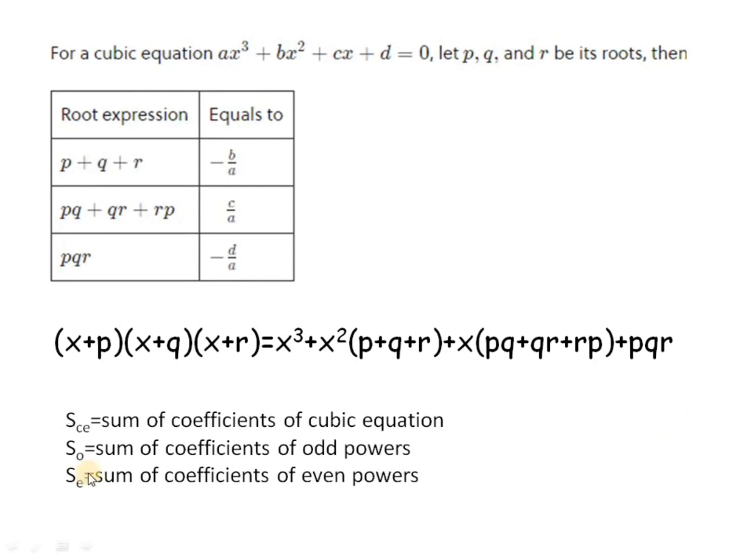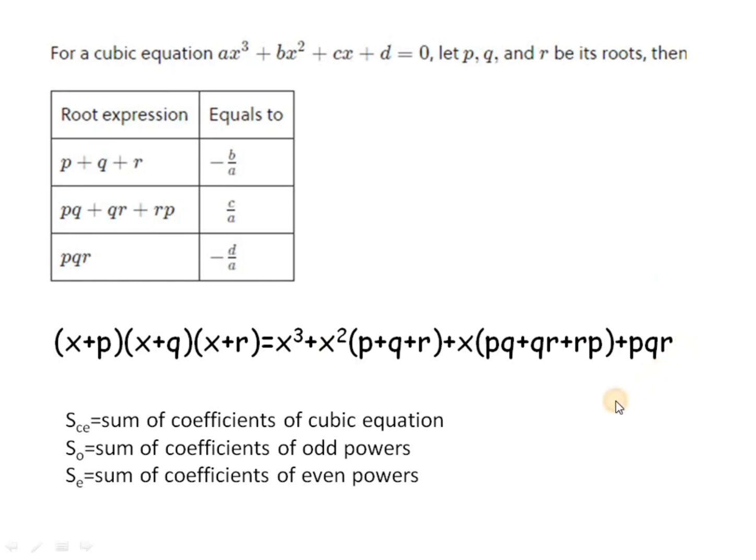Now these are the basic terms. I'm just using the terms SCE, SO and SE in the next slides. I can't mention each and everything, so I'm just mentioning these terms here. I'm using SCE for sum of coefficients of cubic equation, SO for sum of coefficients of odd powers, that is x cube and x, and SE for sum of coefficients of even powers. That indicates x square, and we also consider the constant as an even power. Why? Because it is equal to the x power 0 term.